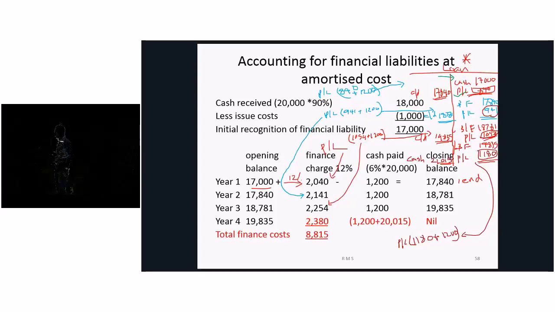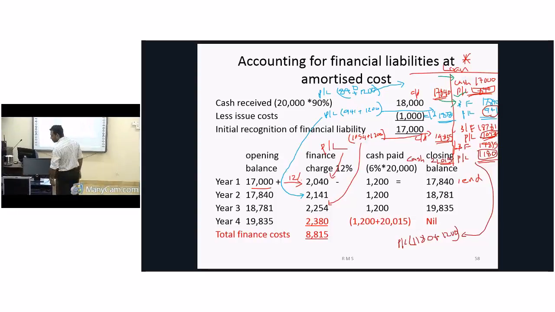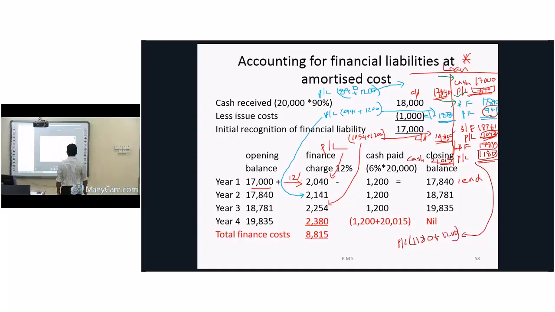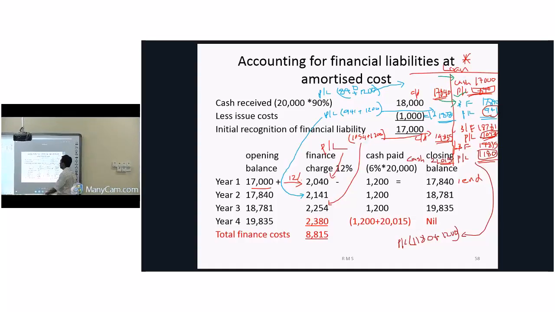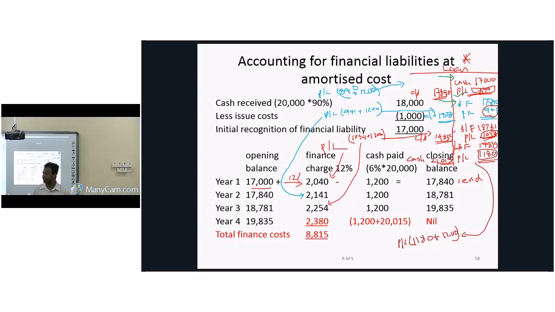Then at the end of the year, what is your outstanding balance? 17,840, at the end of the first year, going into the second. Then for the second year, what is your finance cost? Compounding: 17,840 into 12% is 1,140.8. We will take it as 1,141. Every time you have to add interest on the outstanding balance.